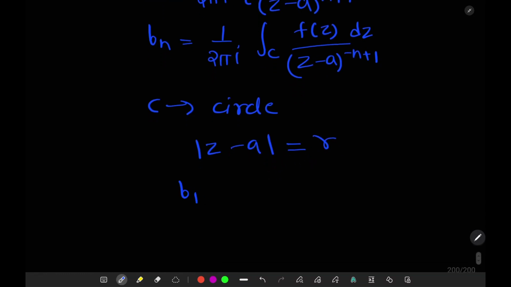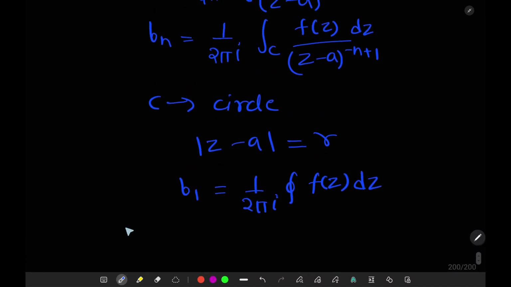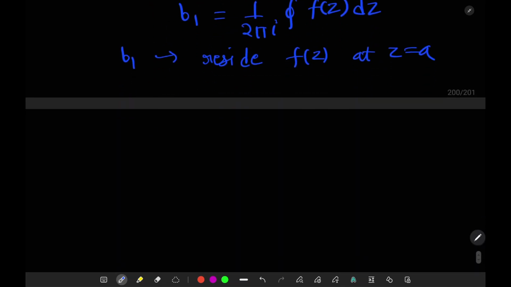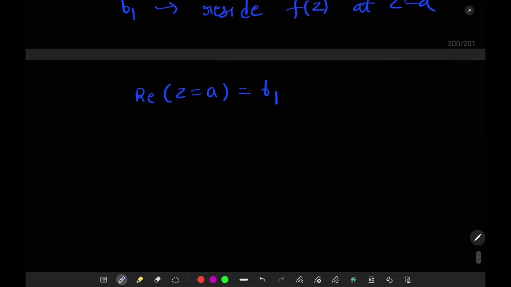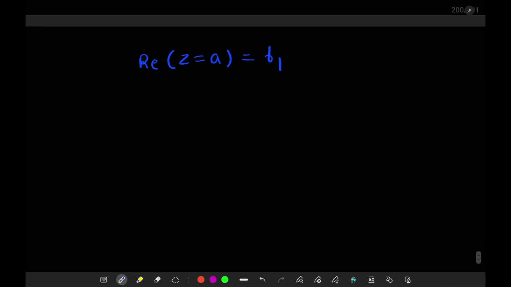Here for n equals 1, b_1 is equal to this integral of f(z) dz. This b_1 is called the residue of f(z) at the pole z = a, and is represented as residue at z = a equals b_1. This is one method of finding residue.